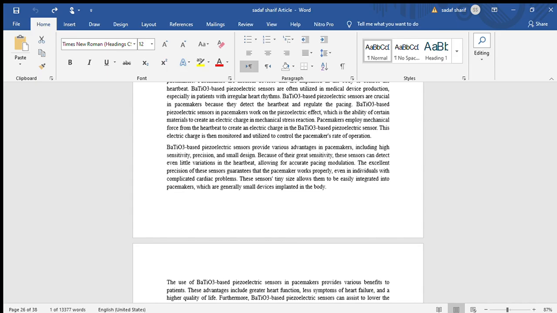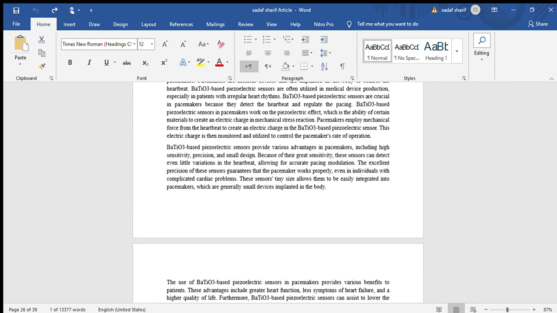The barium titanate based piezoelectric sensor in a pacemaker works on the piezoelectric effect, the ability of certain materials to create an electric charge in reaction to mechanical stress. Pacemakers employ mechanical force from the heartbeat to create an electric charge in the barium titanate based piezoelectric sensor. This electric charge is then monitored and utilized to control the pacemaker's rate of operation.